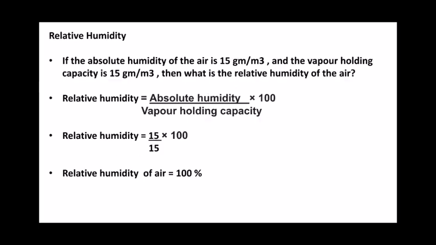Next is, if the absolute humidity of the air is 15 gram per meter cube and the vapor holding capacity is 15 gram per meter cube, then what is the relative humidity of the air? So again, relative humidity is equal to absolute humidity upon vapor holding capacity into 100. The absolute humidity is 15, as well as the vapor holding capacity is also 15. So 15 divided by 15 into 100 is 100%. So here the relative humidity of the air is 100%.